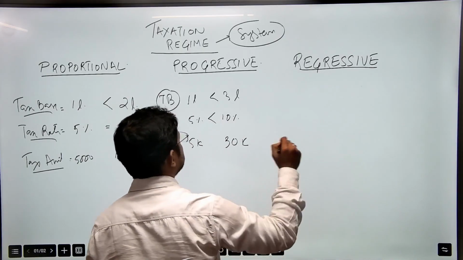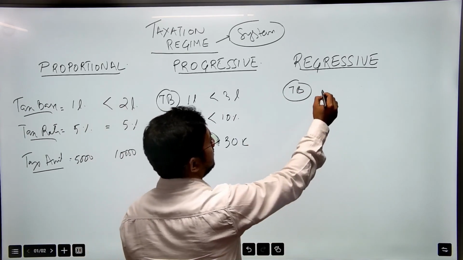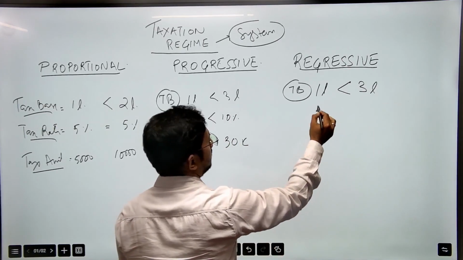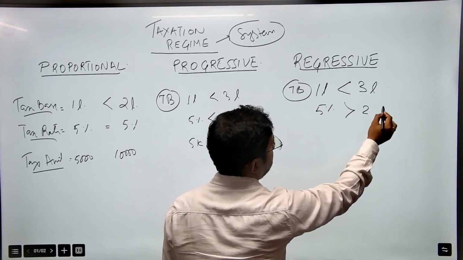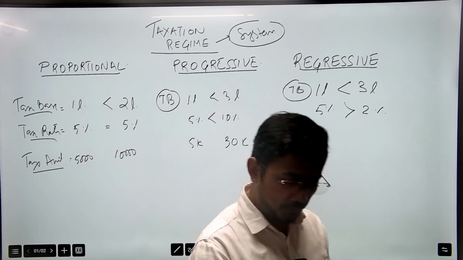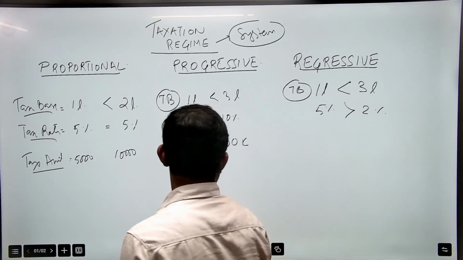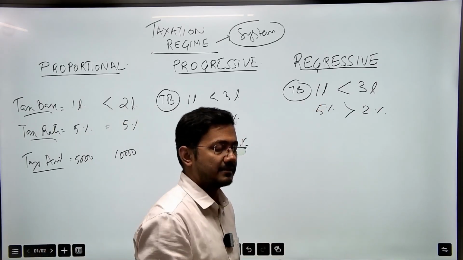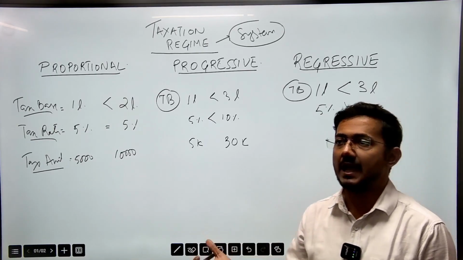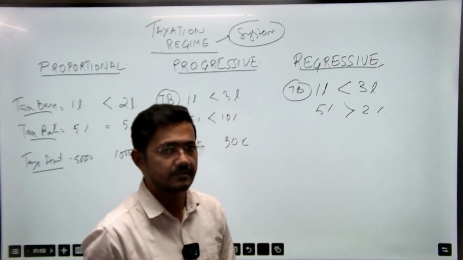Now, what happens in the regressive system? It will be the opposite of progressive. If your income has increased, your tax rate will decrease. If your income has decreased, your tax rate will increase. Now this might be very puzzling. Why would any government have this type of taxation regime? Actually, it is something indirect, something not straight.